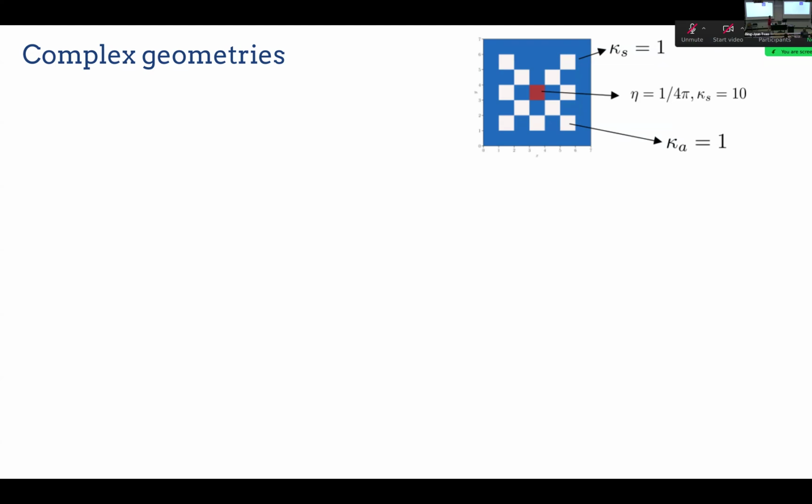Eta is called the emissivity, it's a measure of how many neutrinos are getting produced. And then you have kappa A and kappa S, which are the absorption and the scattering coefficients. So we have a grid with sources that look like that.